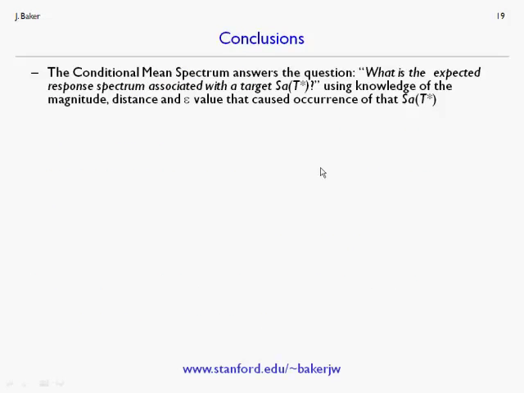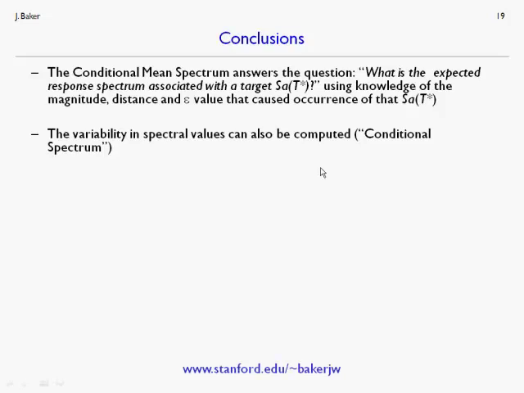Okay, to conclude, if we were to summarize this conditional mean spectrum in one sentence, I would summarize it as follows. It's trying to answer the question, what is the expected response spectrum associated with a target spectral acceleration at some conditioning period T star? It finds that expected response spectrum using the magnitude, distance, and epsilon value that cause the occurrence of that spectral acceleration at T star, and we can find the magnitude, distance, and epsilon from deaggregation information that's widely available today.